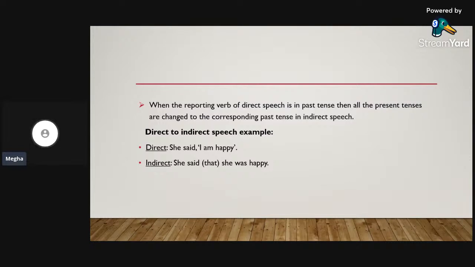So since said is the reporting verb and she is the subject, she said is in past tense in direct speech. Then: she said that she was happy. Everything in the indirect speech has to be changed to past tense. That is how you convert from direct to indirect speech according to the tense, correct?